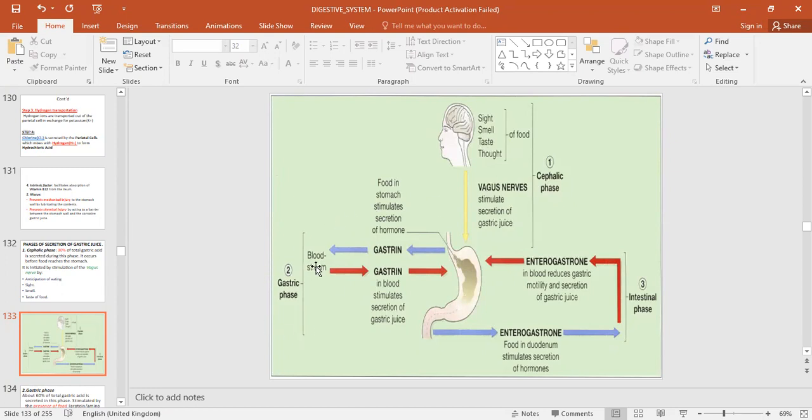Number 2 is the gastric phase. The moment food enters the stomach, the moment you have swallowed something, gastrin is secreted. Remember, when the stomach is empty, the folds are plenty. When the stomach is full, the folds are less.